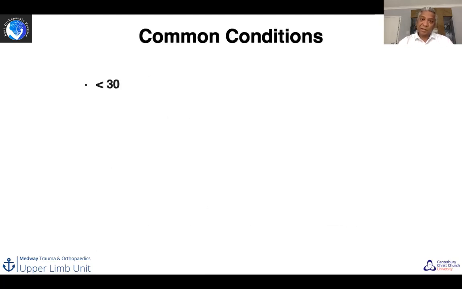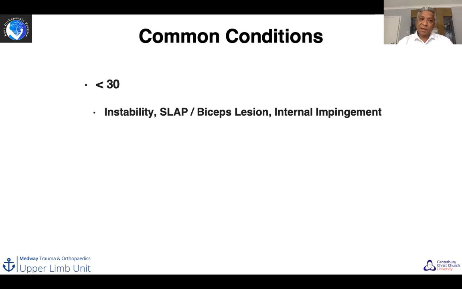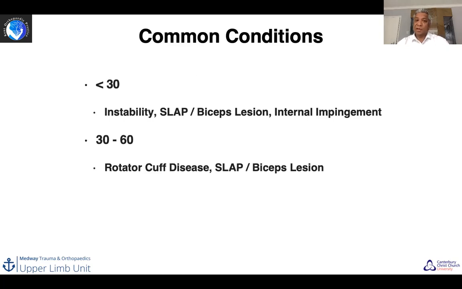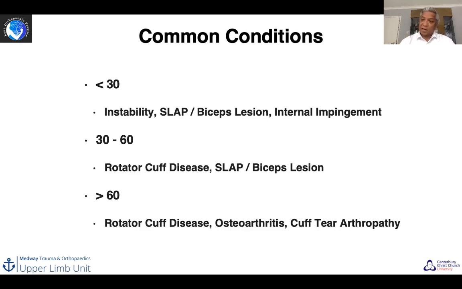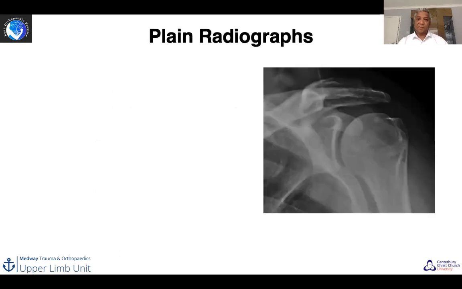So the common conditions that we see, broad groups, again, there's always variations. Under 30, commonly instability, SLAP lesion or biceps lesion, and internal impingement. 30 to 60 is mainly the rotator cuff pathologies, can have SLAP and biceps lesion, and occasionally, yes, you may get degenerative changes. In the over 60s, again, rotator cuff problem is more of a common theme, mainly cuff tear or cuff tear arthropathy. Osteoarthritic changes as well in this age group.